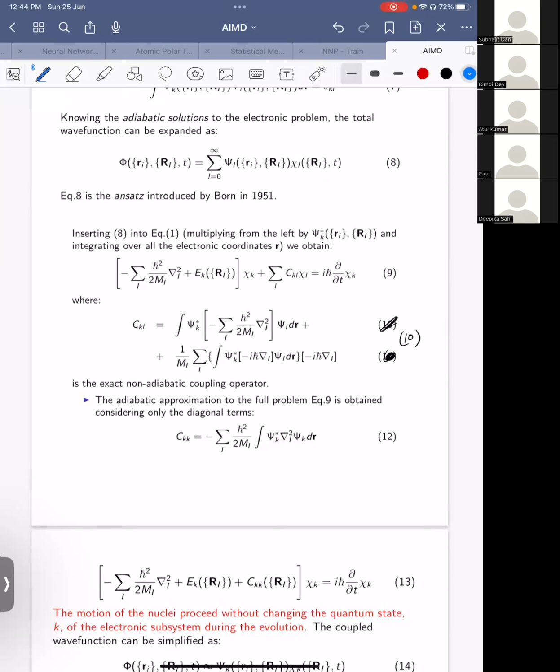Also, this right term will also be 0. Can anybody tell me why this will be 0 for the diagonal term?